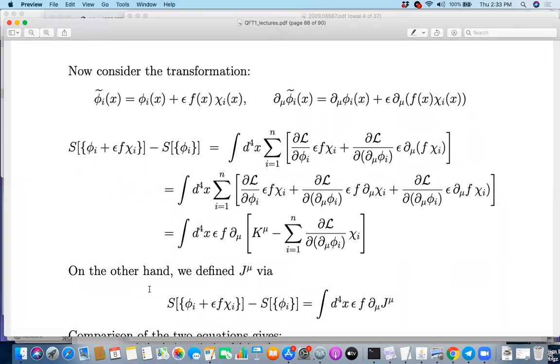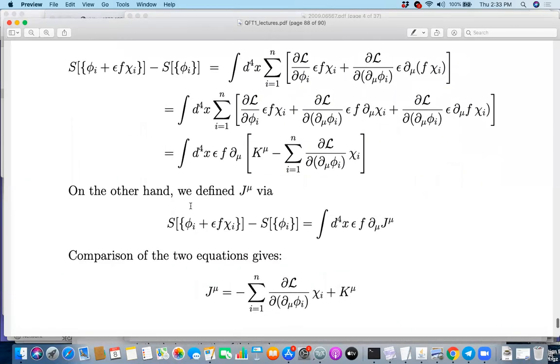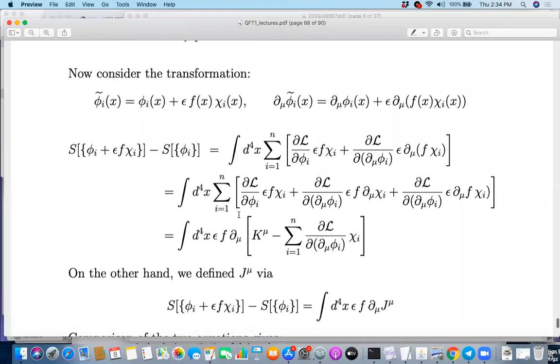And J mu, if you recall, was defined by this relation, right? The difference between S of phi I plus epsilon f chi I minus S of phi I was given by the integral d4x epsilon times f del mu J mu. This was the way J mu was introduced in the first place. So you now want to calculate the left hand side because you want to find J mu. And that's what we are doing: calculating the left hand side.